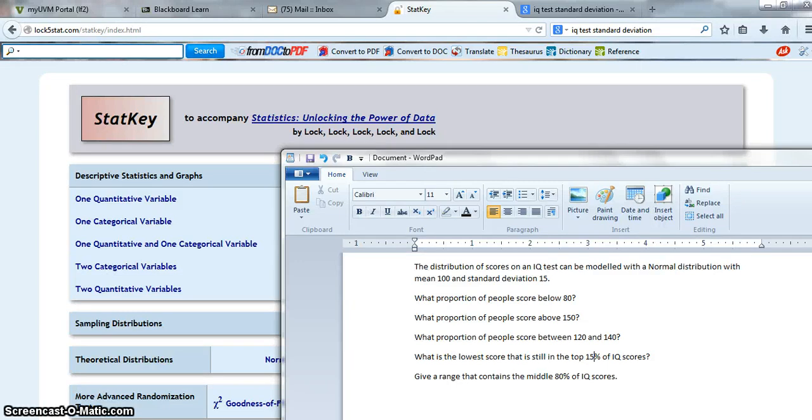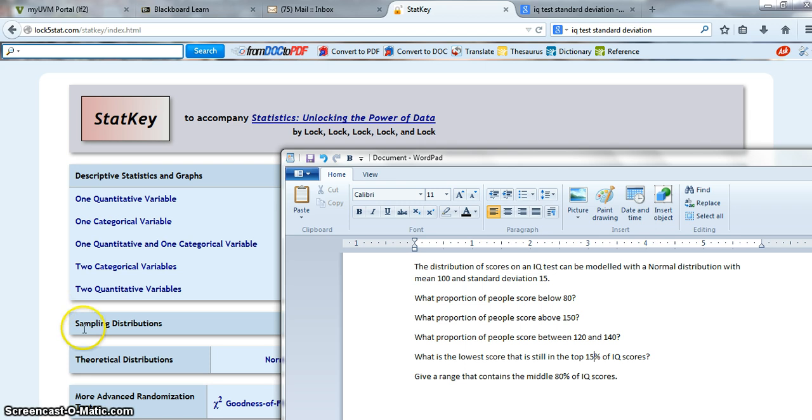Hi, this is a short video that I'm making to try to get you started working with StatKey to find areas under a normal distribution that we can use to find proportions of a distribution, and also to find percentiles of a normal distribution. So I'm going to be working with the distribution of scores on an IQ test, which can be modeled with a normal distribution with mean 100 and standard deviation 15.